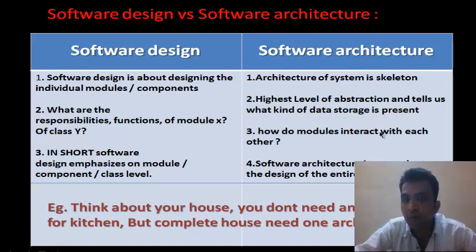Third one is how modules interact with other modules. I told you that within a single application, major elements and components are going to interact with other applications, so this is showing this meaning. Fourth one is that software architecture is more about the design of the entire system, and I showed and explained this example also.